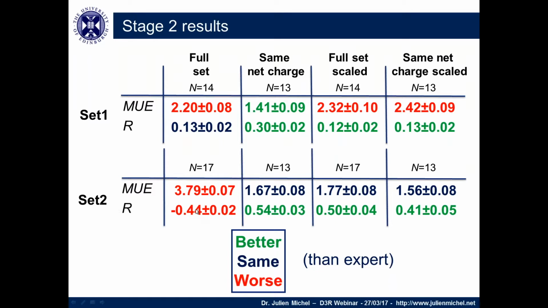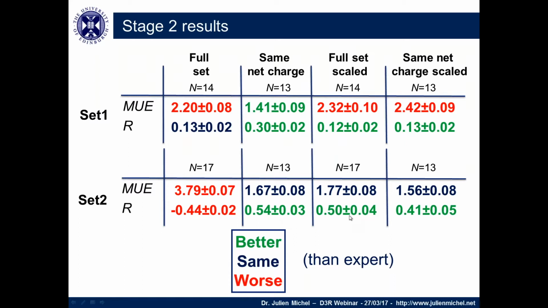For set 2, the full set, again, the results are very poor, but we were expecting that. And if we focus on the groups with the same net charge that we submitted separately, you see that again the mean error is much lower, and the R value is significantly higher than in this case.